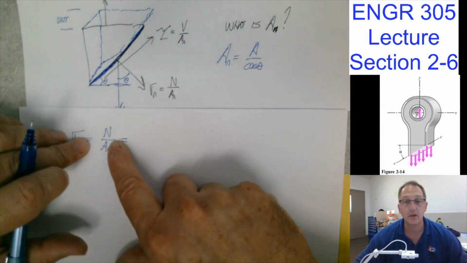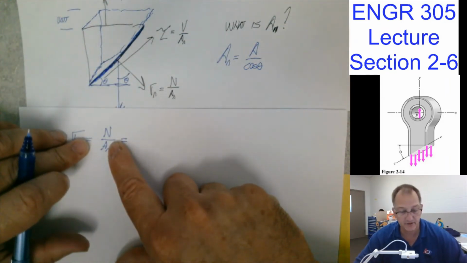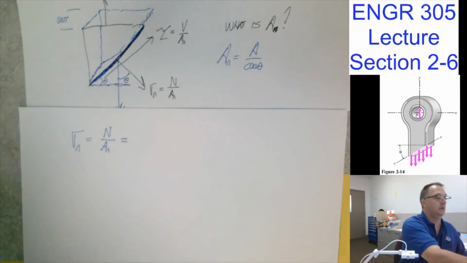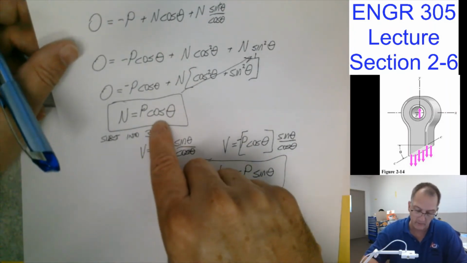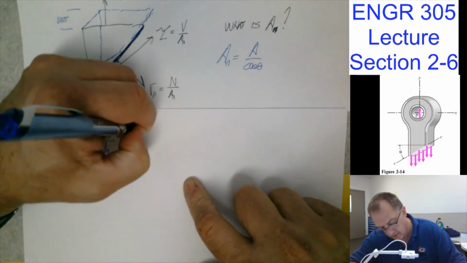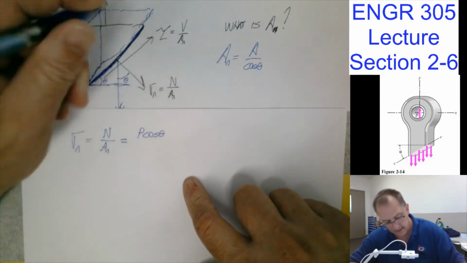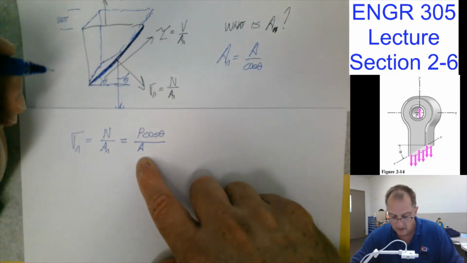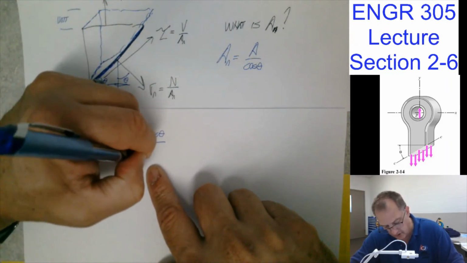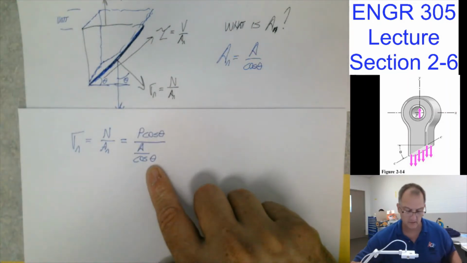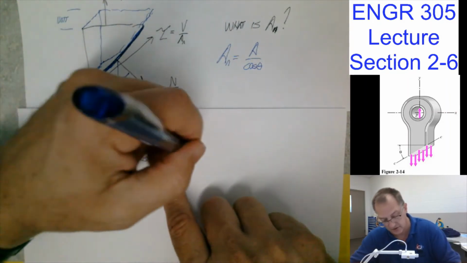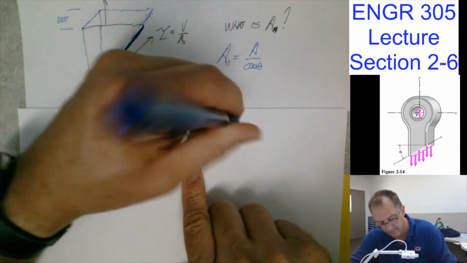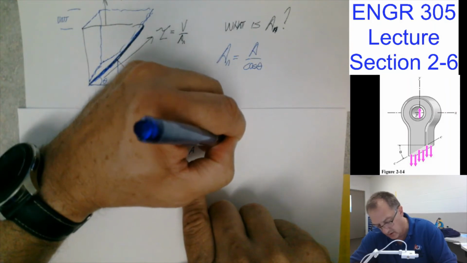What is N? Did we define N in terms of P? Yeah, we gotta go back a couple pages. Wait for it. Back here, N was equal to P cosine theta. And area of N is equal to A divided by cosine of theta. So this gives us P over A cosine squared theta.